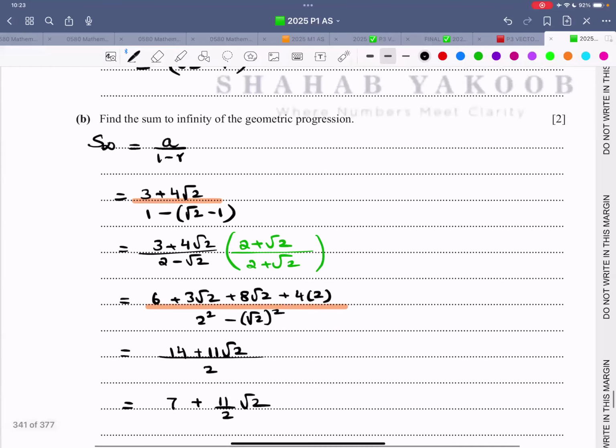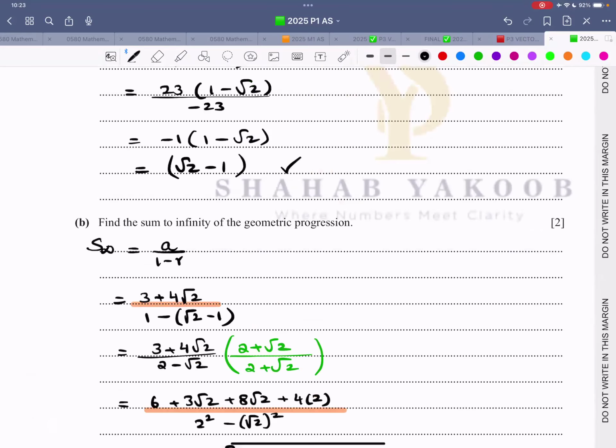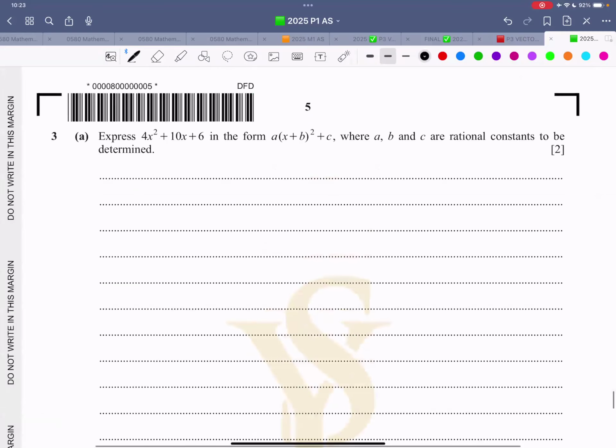So I think that is enough. Sum to infinity, that is the answer. So this is in the exact form. Let's move to the third question.